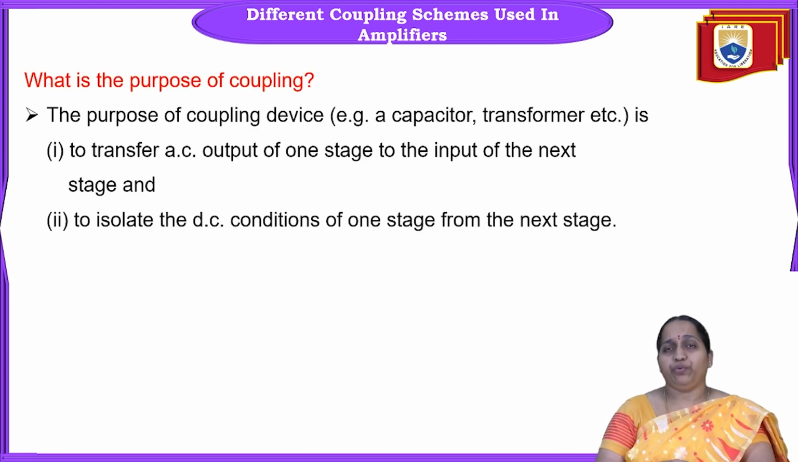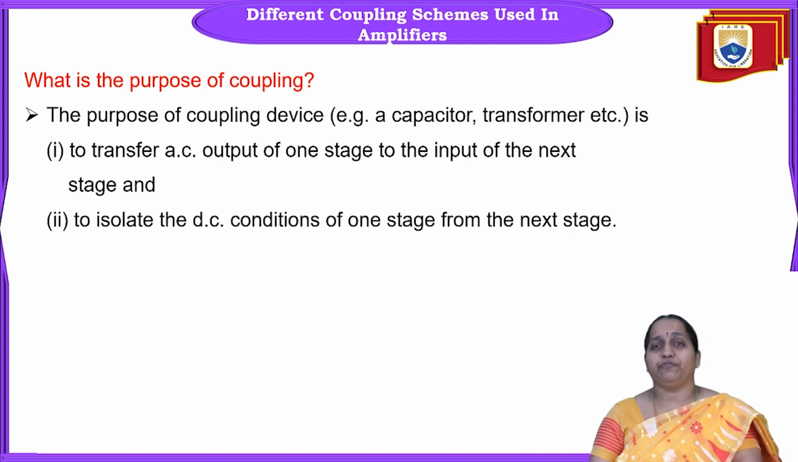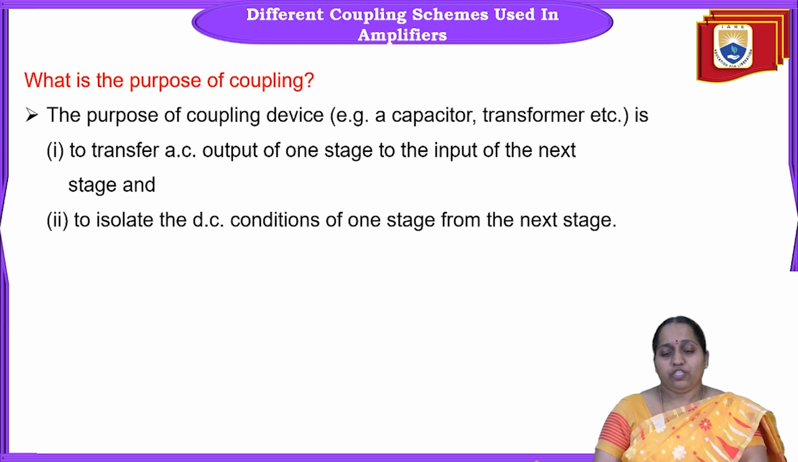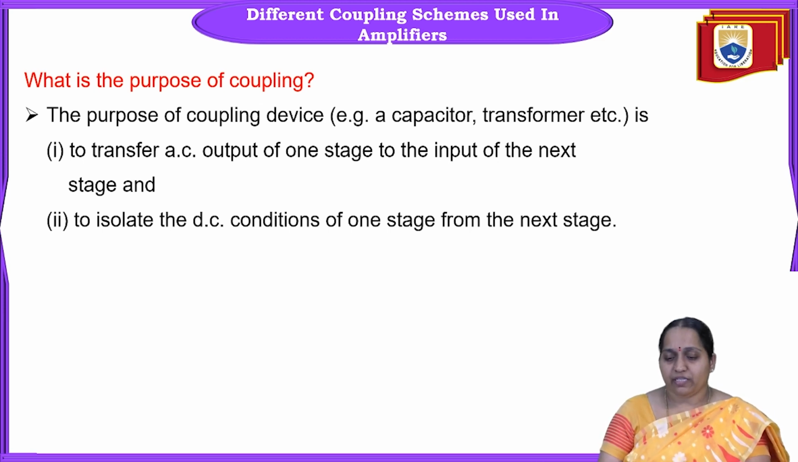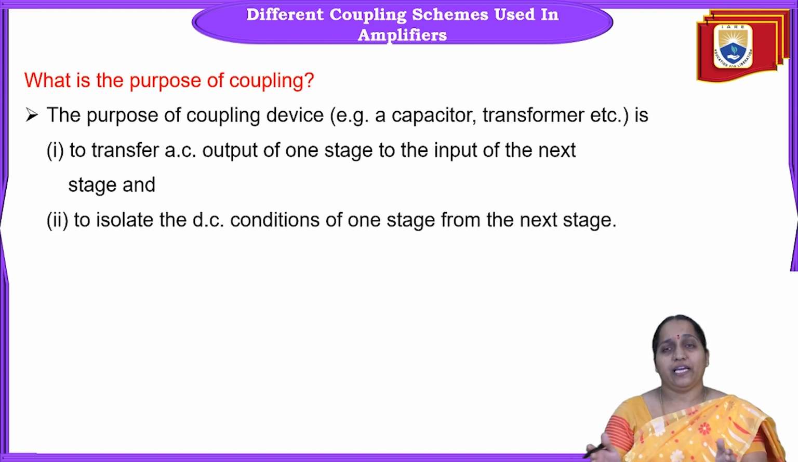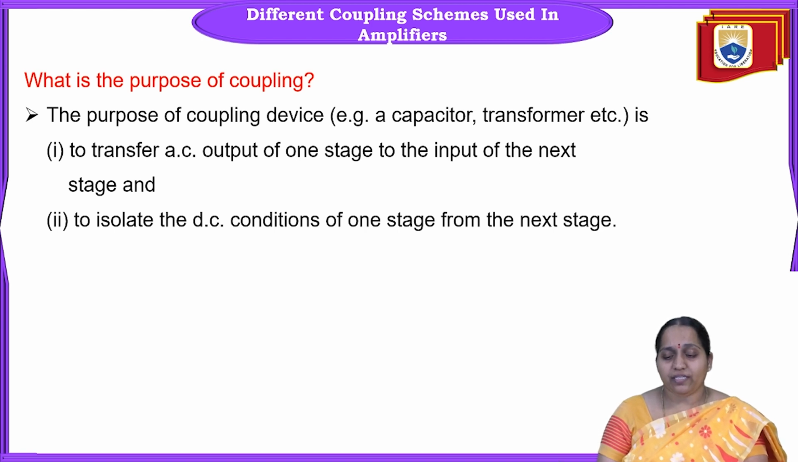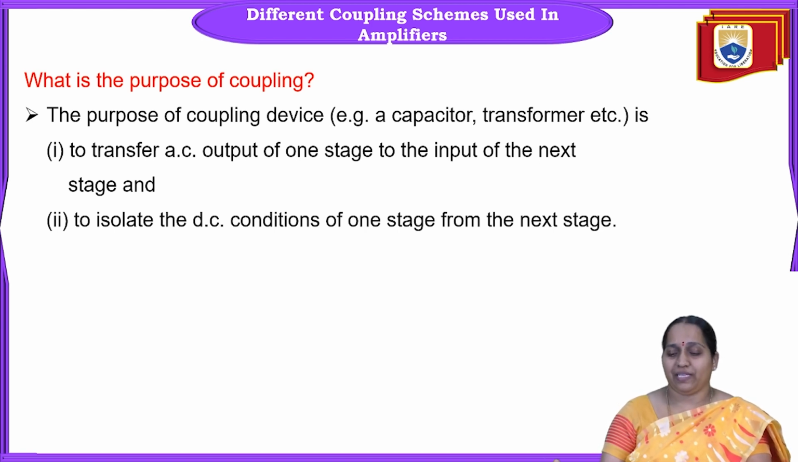Now, why do you need coupling actually? Why are you making use of a coupling device? Or simply to say, what is the purpose of coupling? Okay. So, the purpose of a coupling device is to transfer the AC output of one stage to the input of the next stage. So, the first thing is to transfer the AC output of one stage to the input of the next stage. And the second main thing is to isolate the DC conditions of one stage from the next stage. Okay. Two main reasons or two purposes of coupling.